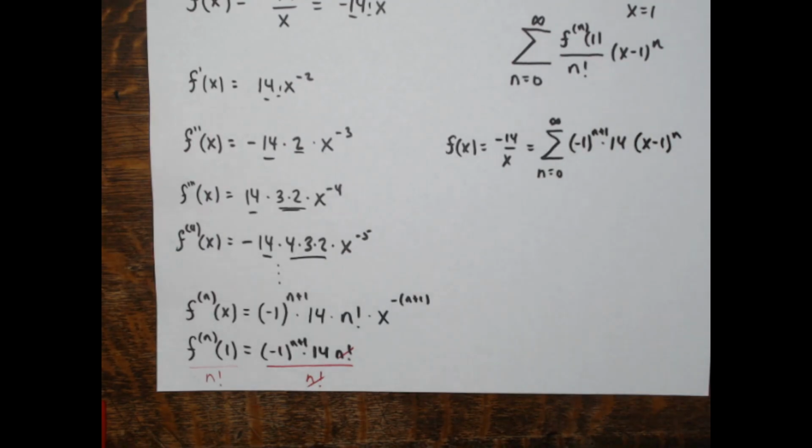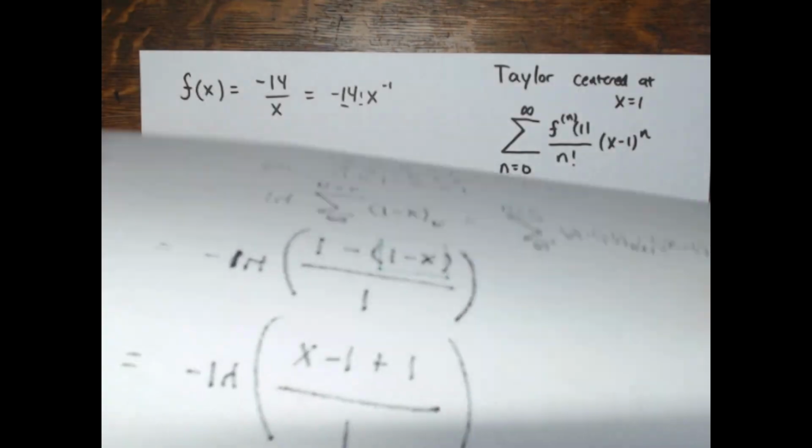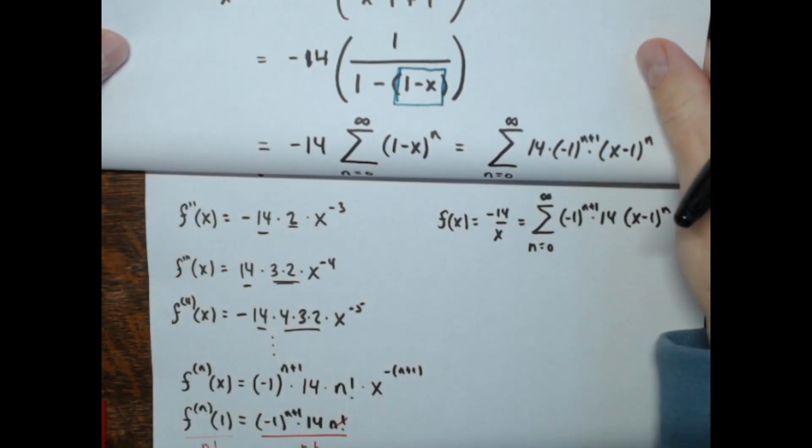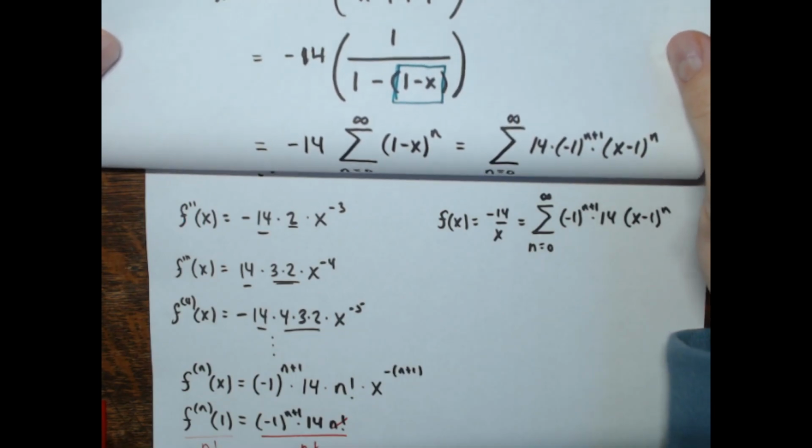And isn't this exactly the same series I got when I looked at it as a geometric series on the last page? Look at that. I had the 14 and the -1 to the n plus 1 in a different order, but it's the same series.